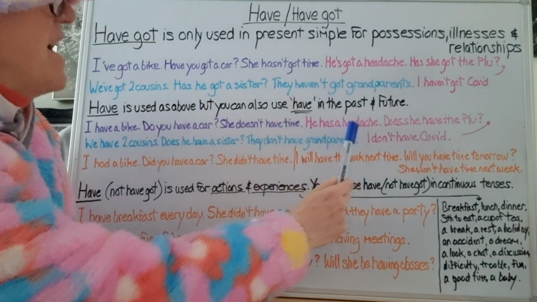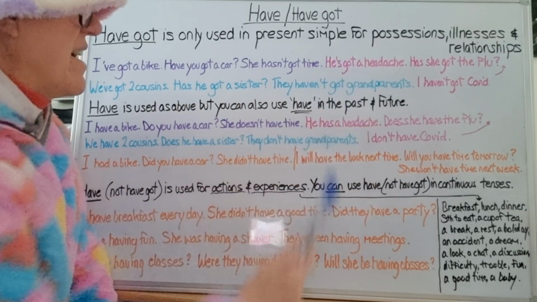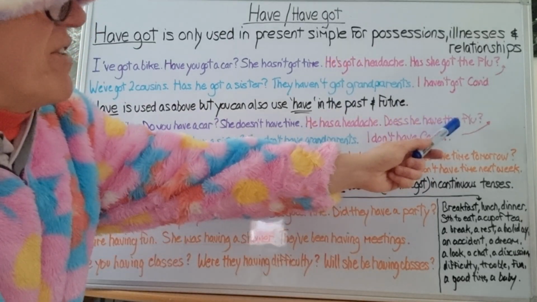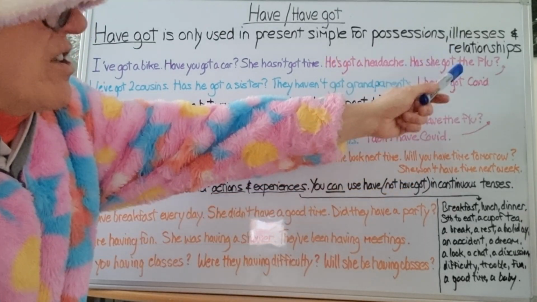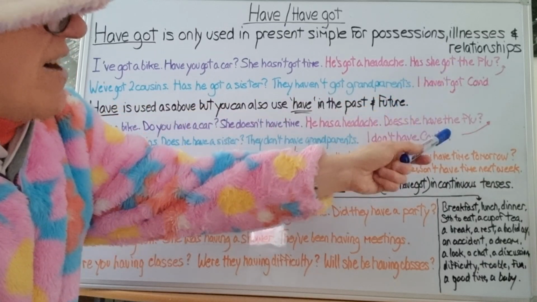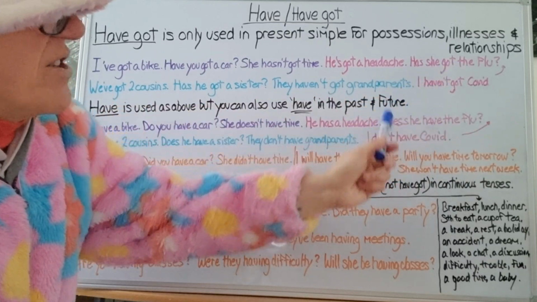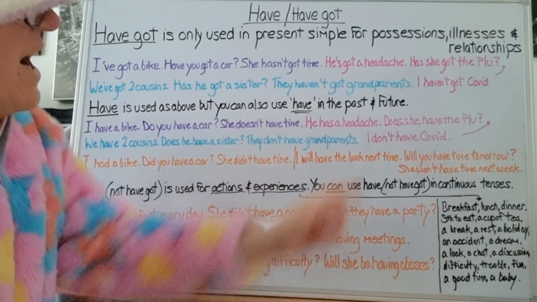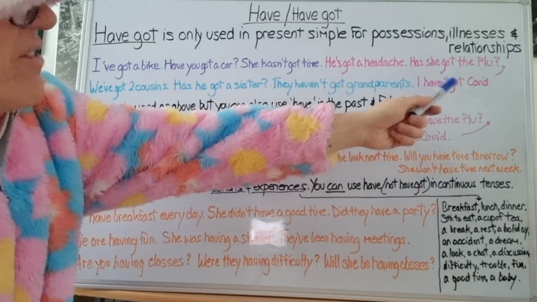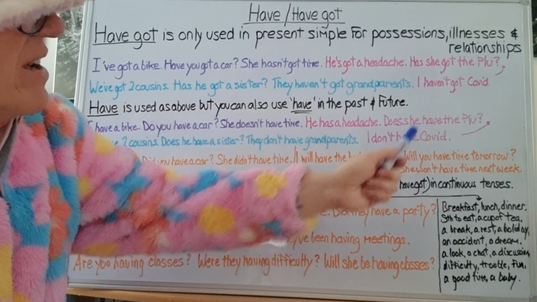Illnesses. He has a headache instead of he has got a headache. Does she have the flu? Has she got? Does she have? Do you have? Do they have? I don't have COVID. I haven't got COVID. I don't have. Haven't got.